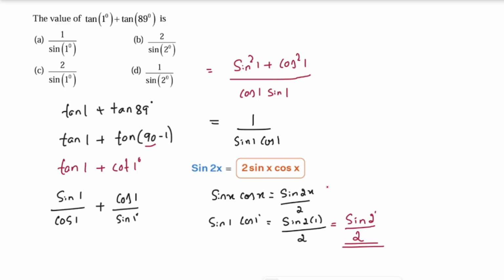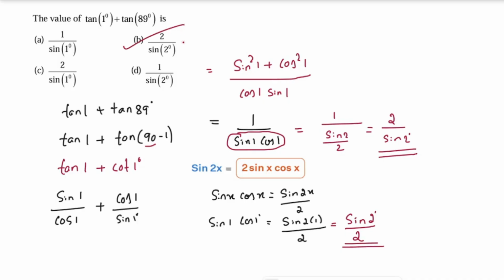So in place of sin 1 degree and cos 1 degree, we replace sin 2 degree by 2. If we replace that value here, it becomes 1 divided by sin 2 by 2. Let's take the reciprocal. It becomes 2 by sin 2 degree. By considering that, we can conclude option B is the right answer. Option B.